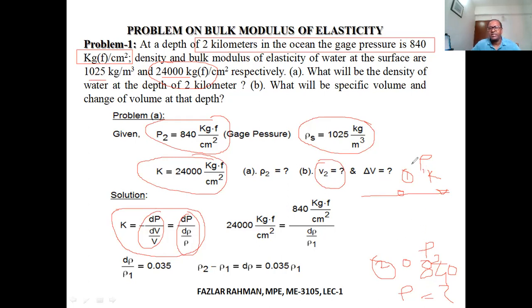At the top surface, density is given, 1025 kg per meter cube. So you say K equal to dP divided by d rho by rho. So you put the value of K, the change of pressure is 840. You see how it becomes 840? Anyone? What is the pressure at point 1? P1 equal to atmospheric pressure, right? That means 14.7 psi. And what is the pressure at P2? 840 gauge pressure. I will explain it later on. If you add atmospheric pressure to the gauge pressure, then you get the absolute pressure. So your P2 is equal to 840 plus atmospheric pressure.